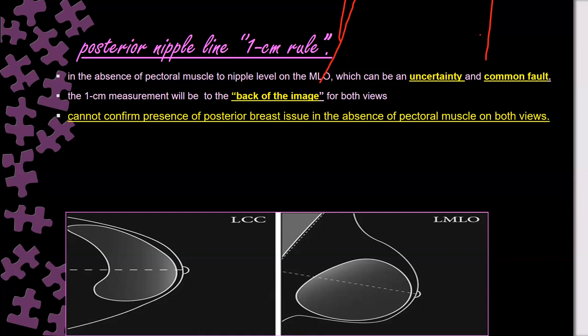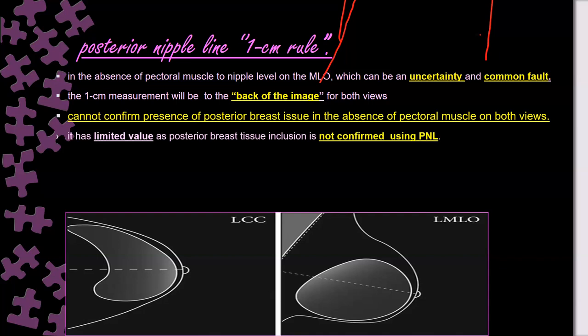And if we do not have an adequate pectoralis measure on MLO, we'll go just to the back of the image, but we will not be certain that this is a real or good reference. We cannot confirm the presence of posterior tissue inclusion in the CC view in reference to MLO. So if the posterior nipple line in the MLO is below that of the CC view, I'm going to repeat it.